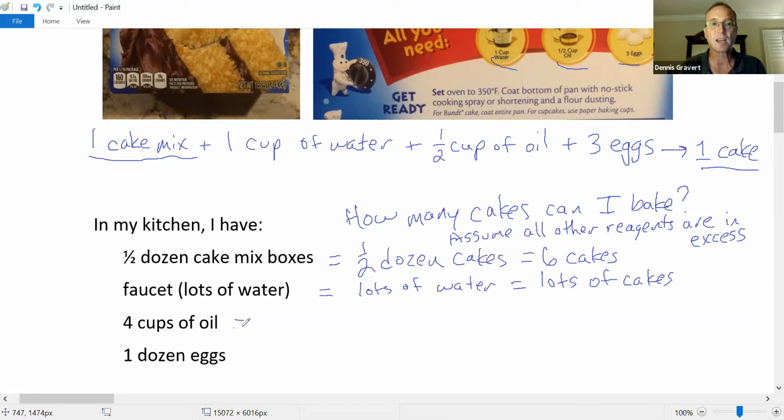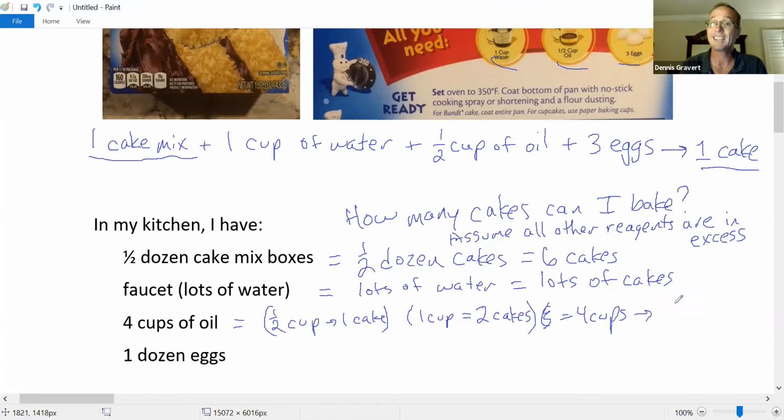4 cups of oil. Okay. Well, it says a half a cup of oil can make 1 cake. So what if we multiply both sides by 2? If we had a whole cup, that can make 2 cakes, right? In 1 cup, there's 2 halves. A half a cup of oil is required to make 1 cake. So I can make 2 cakes here. And then finally, if I have 4 cups, well, multiply both of these by 4. I don't want to draw this. I guess 4 cups can make 8 cakes.